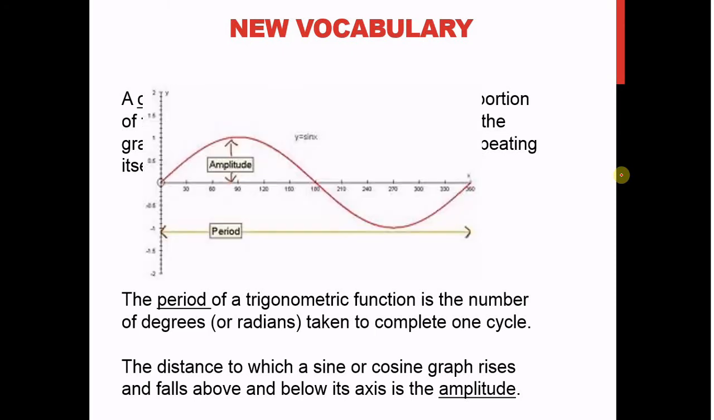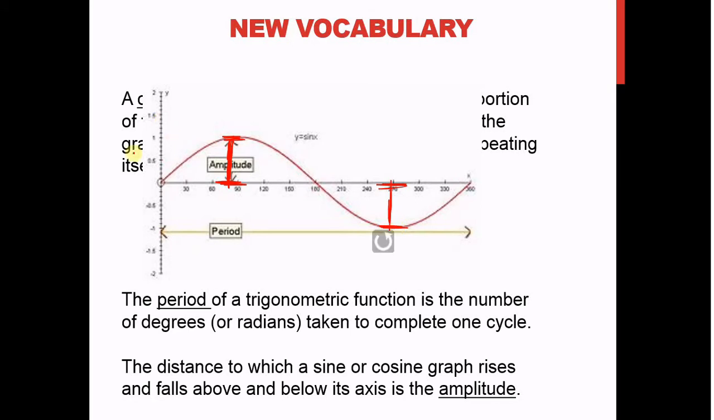Let's take a look at an actual picture of this. So here's my sine function in particular. I have an amplitude right here. Notice it's how high the graph is from the x-axis. This amplitude here is the same as this amplitude here. We're going to mark those in with a particular color when we graph. That way we know where we need to hit for the highs and the lows.